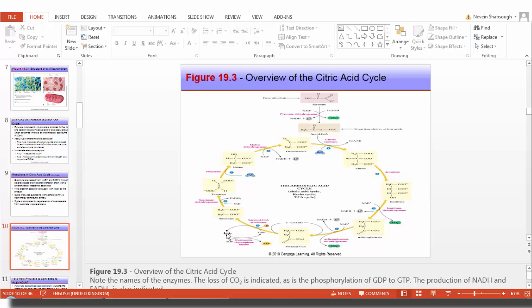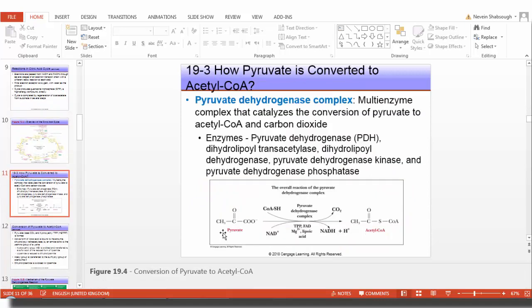And as I said, this is equivalent to the production of 1 ATP. Now let's begin with a reaction prior to the cycle: how pyruvate is converted to acetyl-CoA. Pyruvate, which can come from several sources including glycolysis, moves from the cytosol into the mitochondrion via a specific transporter, where an enzyme called pyruvate dehydrogenase complex is responsible for its conversion to carbon dioxide and acetyl-CoA.